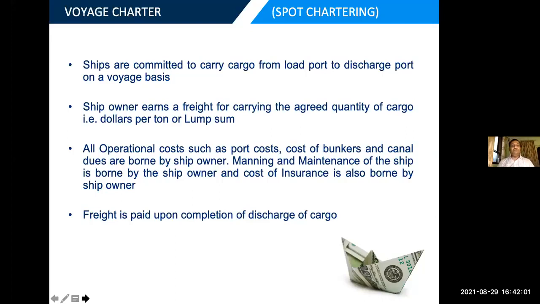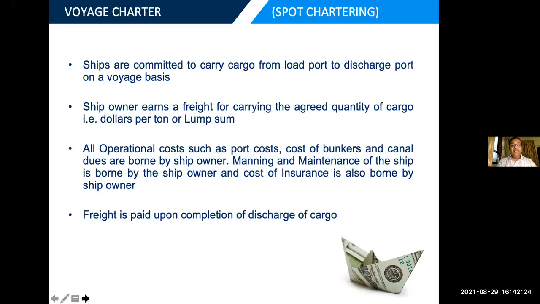Manning and maintenance of the ship is borne by the ship owner. Again, technical management is with the ship owner, so borne by the ship owner. And cost of insurance is also borne by the ship owner. Okay, H&M insurance, as I told you, when I say cost of insurance, I don't mean the entire ambit of insurance. I mean specifically H&M insurance.